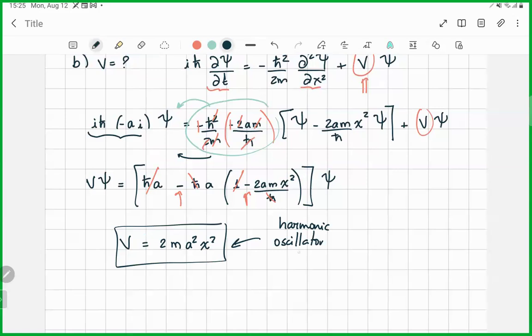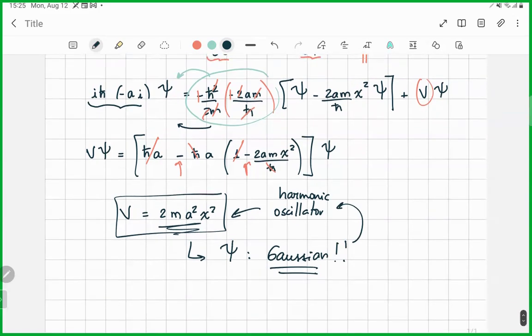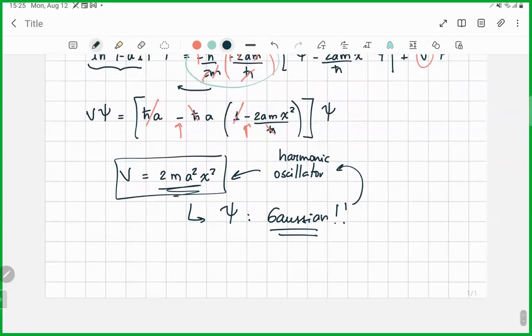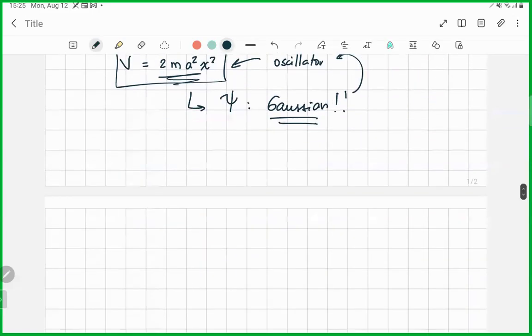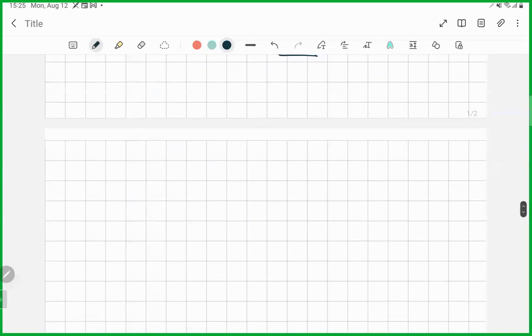Okay, this potential energy is associated with wave functions that are Gaussians. And that's why I said that the Gaussian is so important, because it's associated with the harmonic oscillator. We'll see more about it, but be sure you get familiar with the Gaussian because we'll use it a lot in the future. Okay, what are the next questions of this problem?